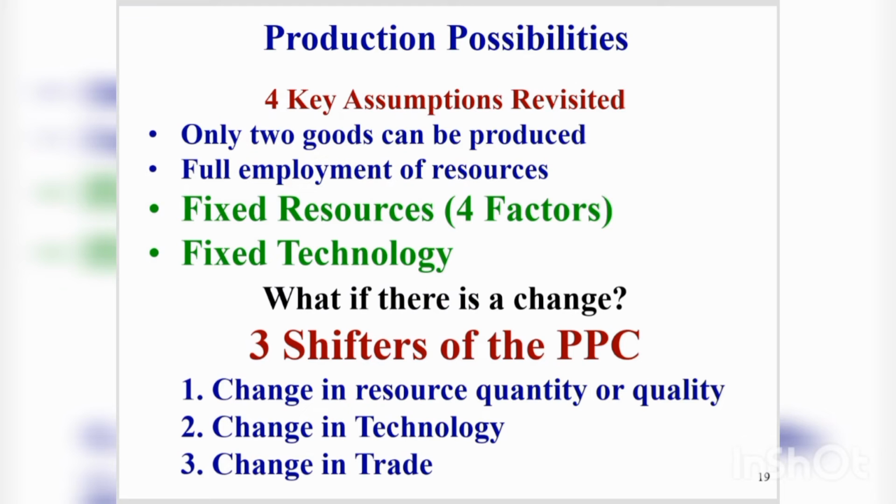So the production possibility curve has four assumptions, which include that only two goods can be produced at once, so that only two can be compared at once, and also full employment of the resources, and also fixed resources which are land, labor, capital and entrepreneurship, and also fixed technology.